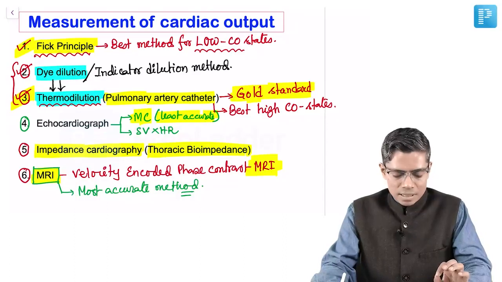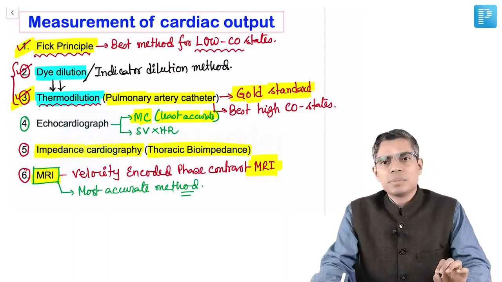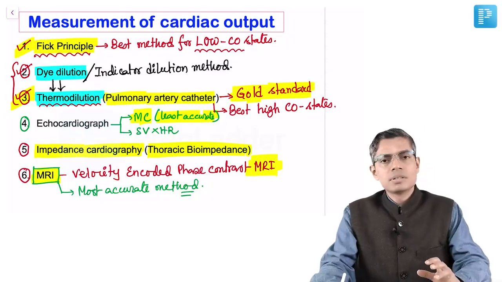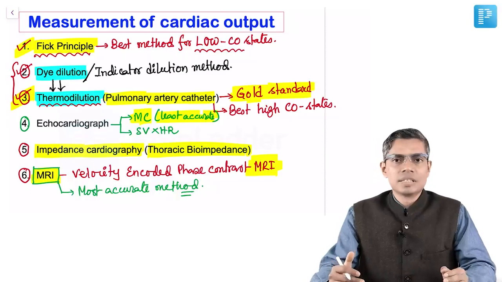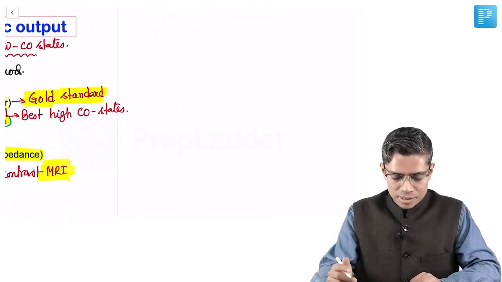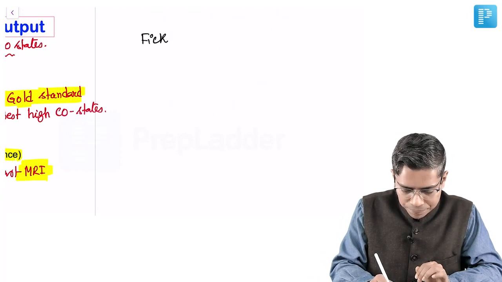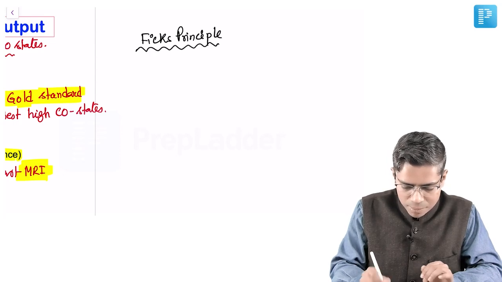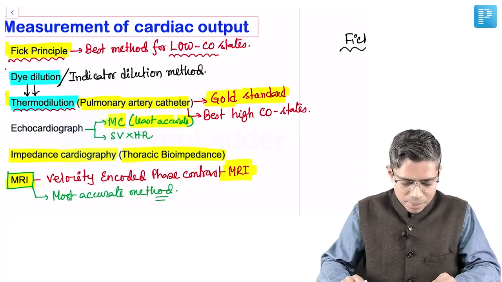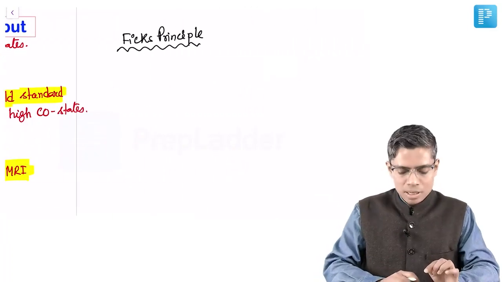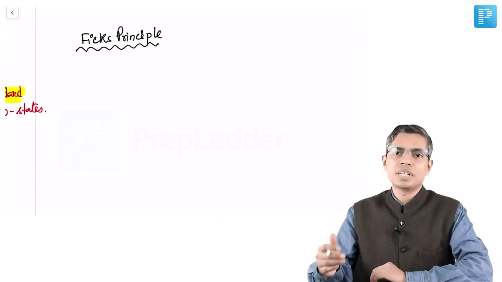Now we have to discuss in a little more detail the first 3 methods, that is Fick's principle, dilution and thermodilution, because we have seen many MCQs from this region. Okay, so first, Fick's principle, right? So the first method is Fick's principle. What I told is that Fick's principle is an invasive method, and this is the best method for a low cardiac output state. Now let's see how it is done.